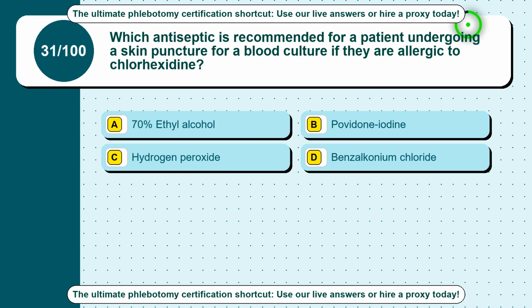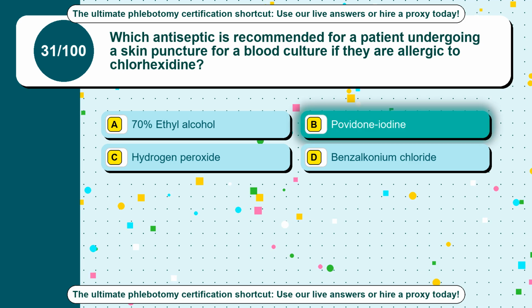Question 31. Which antiseptic is recommended for a patient undergoing a skin puncture for a blood culture if they are allergic to chlorhexidine? Option A, 70% ethyl alcohol. Option B, povidone. Option C, hydrogen peroxide. Option D, benzalkonium chloride. The correct answer is option B, povidone.